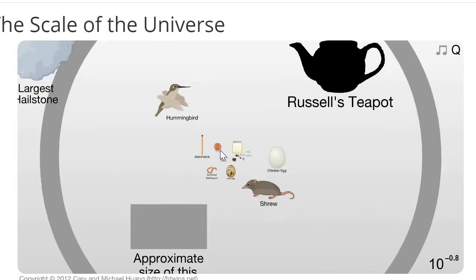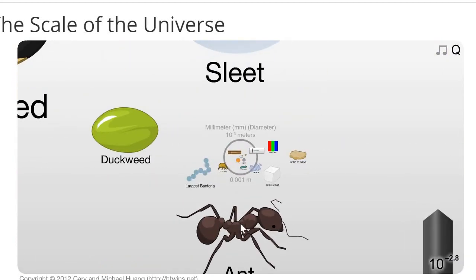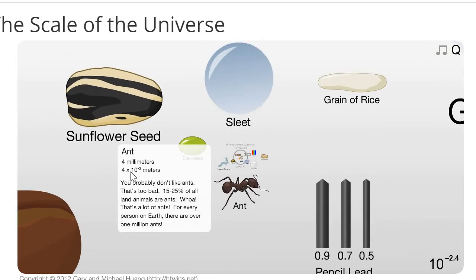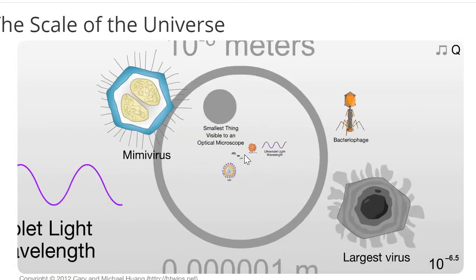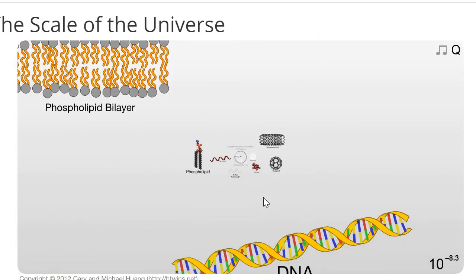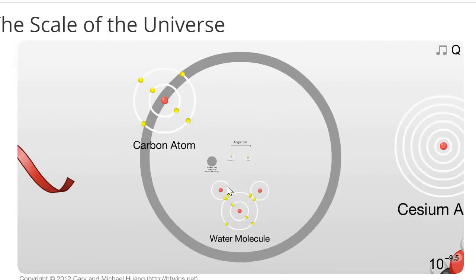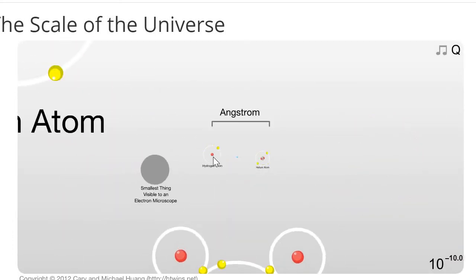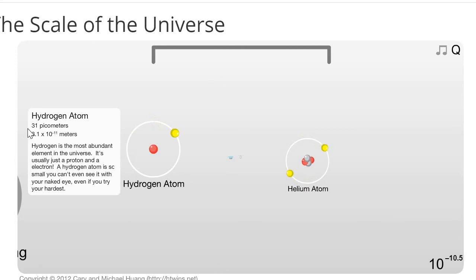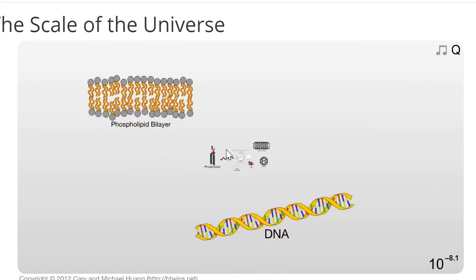And you can zoom in really far to see really small things. So an ant is 4 times 10 to the -3 meters. We can keep zooming in and zooming in until we find DNA, 3 times 10 to the -9, or even to an atom like I was talking about earlier, right at the start of the video.